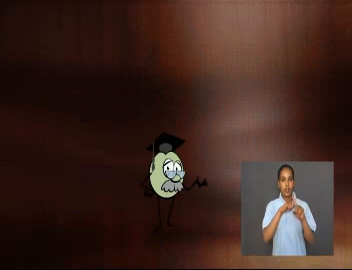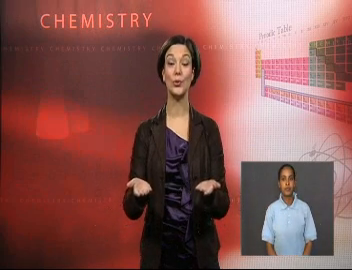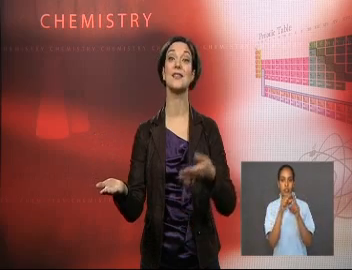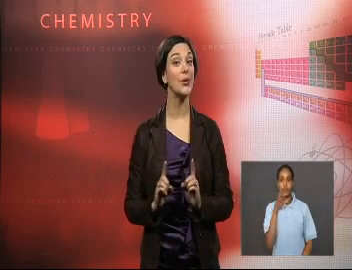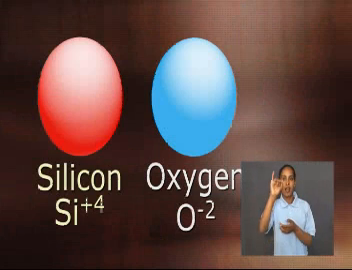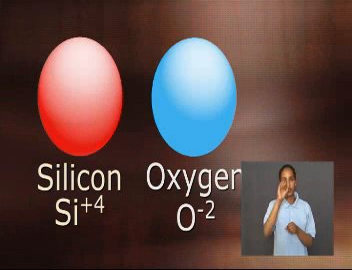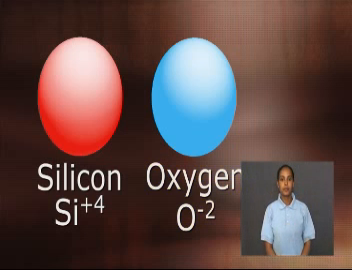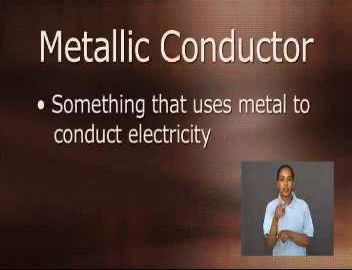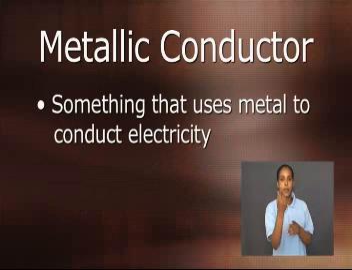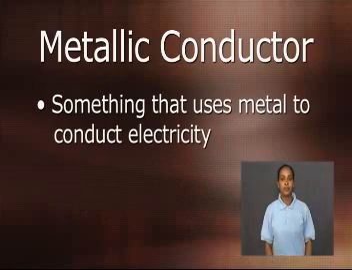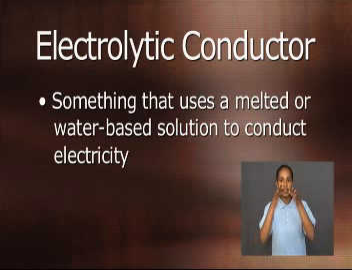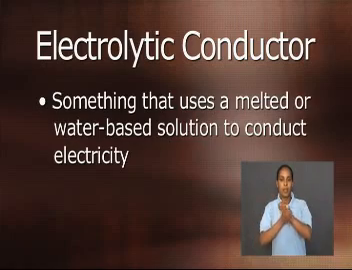Time's up! Let's get back to our lesson. Welcome back, students. Were you able to match each term with its definition? You were correct to say that a cation is a positively charged ion, while an anion is a negatively charged ion. You were also correct to say that metallic conductors use metal to conduct electricity, while electrolytic conductors use melted or water-based solutions.